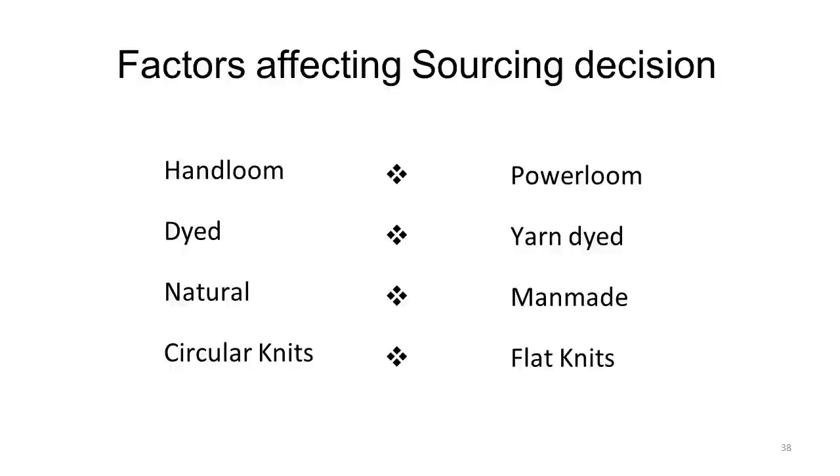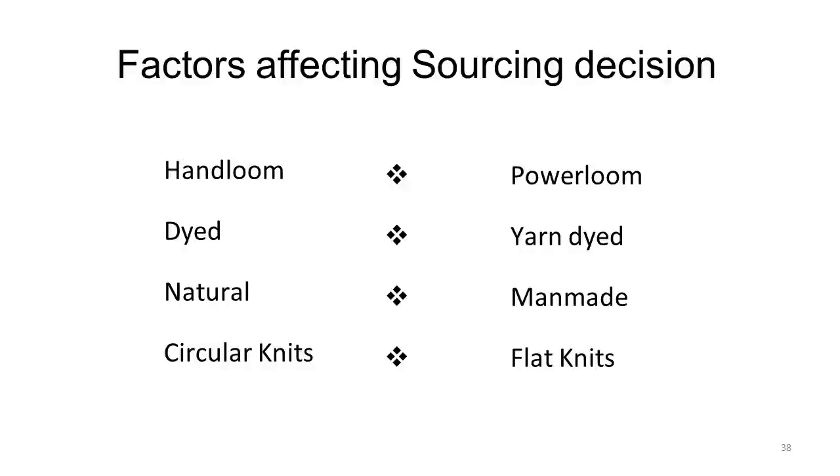Now, if you want dyed or if you want yarn dyed, there's a difference of earth and sky. Dyed is anywhere in India, most of the apparel manufacturing hubs, but yarn dyed is only Erode, Salem, Karur. You say natural, it is most parts of India, but man-made is only from Surat. If you say circular knits, which is t-shirts, go to Tirupur, a little bit of t-shirts in Ludhiana. But if you say flat knits, which is sweaters, only Ludhiana, nowhere else.